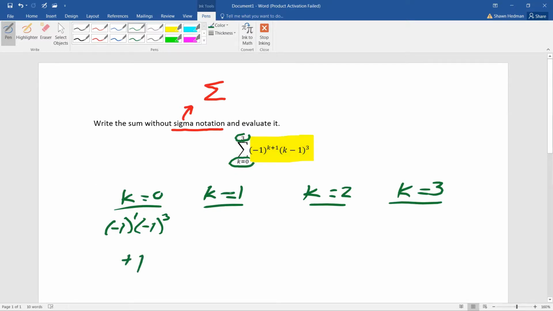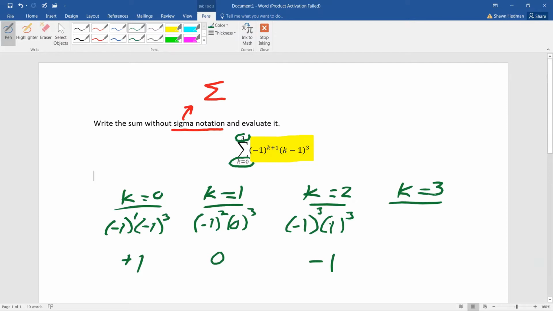Moving on to k equals 1. If I plug in 1 for k, I'll get negative 1 to the second power. 1 minus 1 is 0. 0 to the third power, that one's just going to be 0. Moving on to k equals 2. If I plug in 2 for k, that's negative 1 to the third power. That's negative 1 because of the odd exponent. If I plug in 2 for k into this second parentheses, I get 2 minus 1, which is 1 to the third power. So negative 1 times 1 is negative 1.